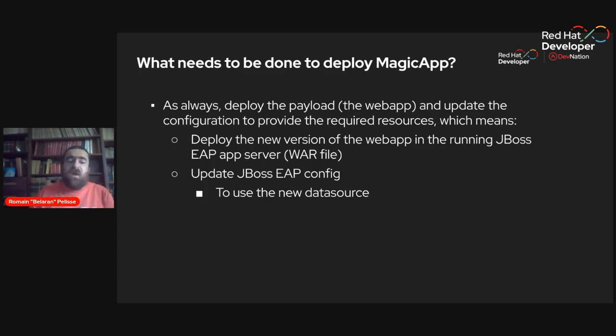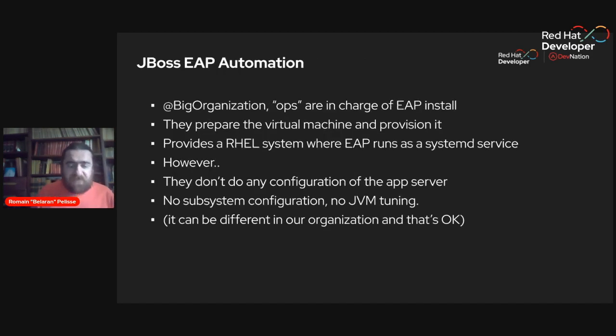So when you deploy the app, you also have to ensure that this configuration is already there, which means that if you want to automate the deployment of the app, you also have to automate this part, the configuration of the EAP server. Let's start with the EAP server on the automation part.